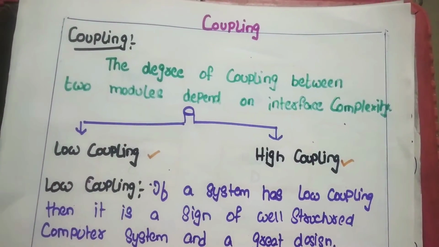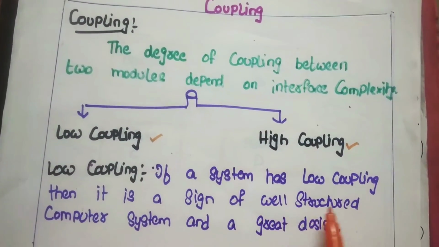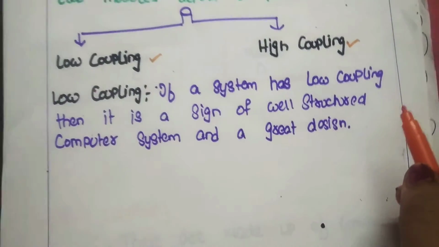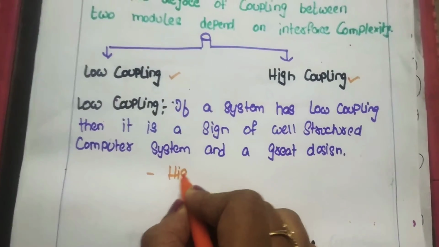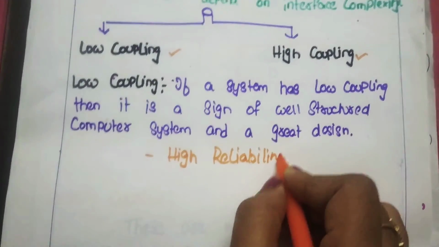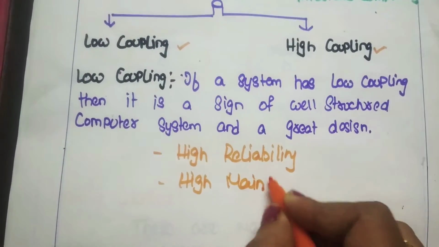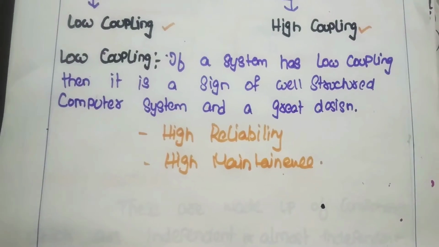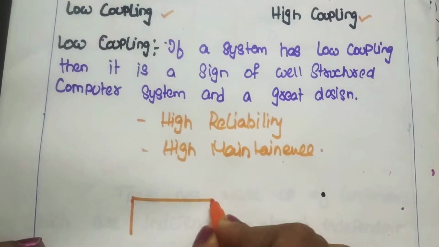Low coupling means if a system has low coupling, then it is a sign of a well-structured computer system and a great design. So what does it indicate? It supports high reliability. Low coupling supports high reliability and high maintainability. Coupling is an indication of the strength of interconnection between the components.